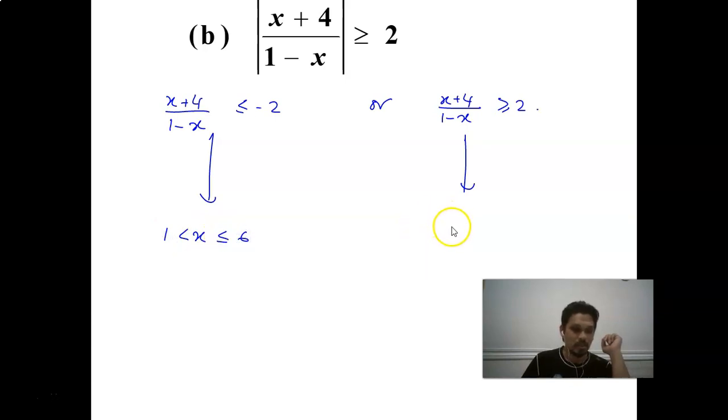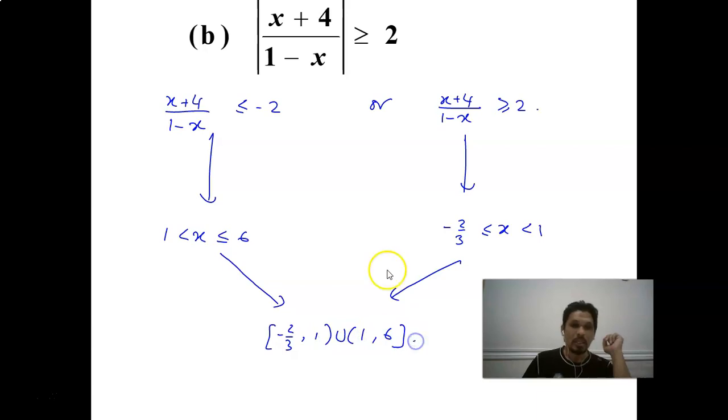And this one here, negative 2 over 3 is less than or equal to x and less than 1. So, bring these two together, and your final answer should be, as we recall, negative 2 over 3, 1, union 1.6. Okay, you try this question, solve this question by yourself, okay?